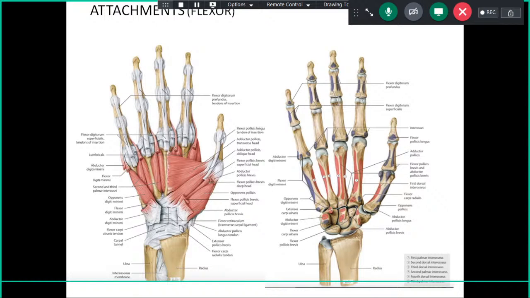So, going deeper down, I have these muscles more clearly. Okay, I have opponens digiti minimi here. I have adductor pollicis. Sorry, this is the transverse head, and this is the oblique head of the adductor pollicis.